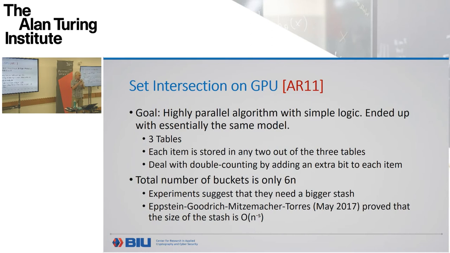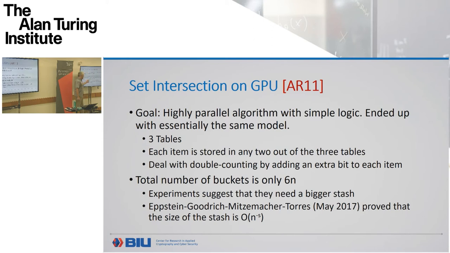And if Alice puts an item in two out of three tables, and Bob puts in two out of three, then they are guaranteed to have an intersection. They didn't care about privacy, they cared about doing it on the GPU with many processors. The problem is they might be intersecting in two tables, not just in one. But with another bit for signaling, you can make sure that you only count this once, not more than that.